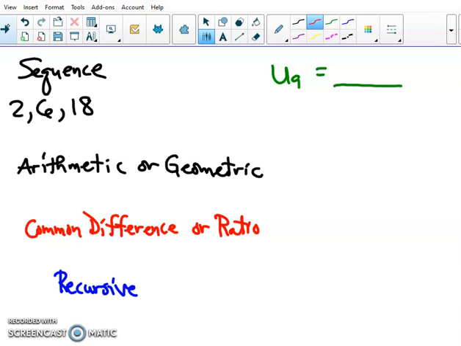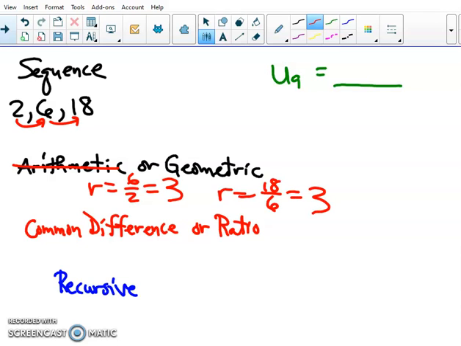And then for the last problem, if I subtract 6 and 2, I get 4. If I subtract 18 and 6, I get 12. So it's not arithmetic. For geometric, we take the second answer divided by the first, and that's 3. I take the third answer, which is 18, divided by the second answer, and I also get 3. So my R value is the same. So this is a geometric sequence.